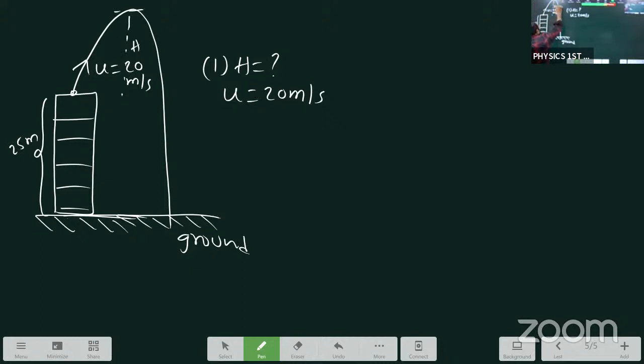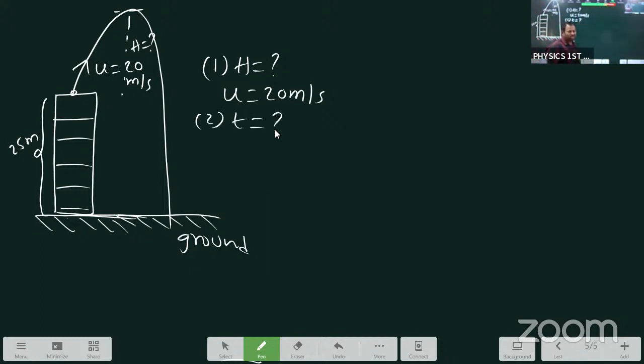Like this, H equals question mark. And what is the building height they gave? 25 meters. Question number 1: how high will the ball rise? Second one: how long will it be before the ball hits the ground, meaning how many seconds are required for the ball to reach the ground? Second one is time, first one is maximum height.